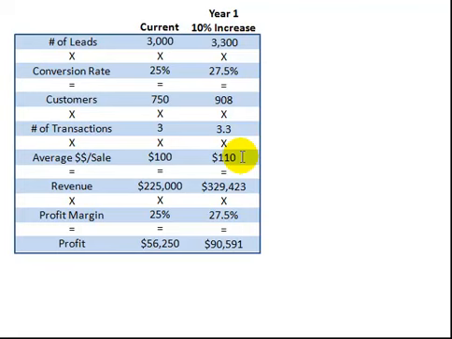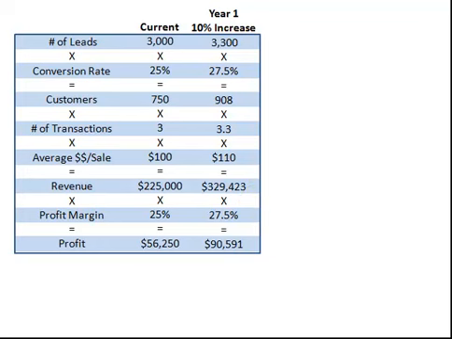If we did those things, our revenue then goes from $225,000 to $329,423. If our profit margin then increases by 2.5%, if we can find a way to generate better profit margins, in other words, can we go back and negotiate some of the things that we're paying for, or could we shop around and get a better price on what we're doing? Our profit goes from $56,250 to $90,591. That's a significant difference by just making a few minor tweaks, only 10% increase.